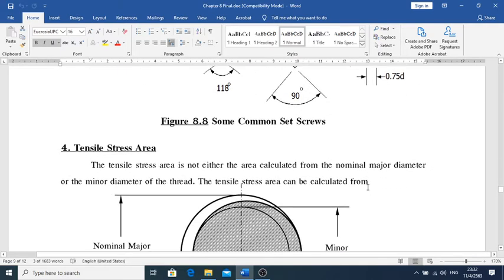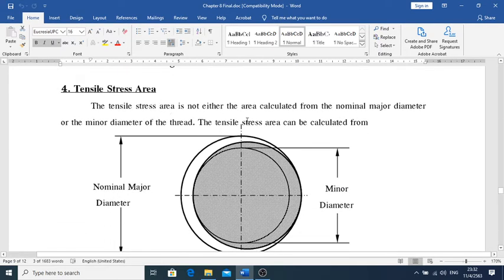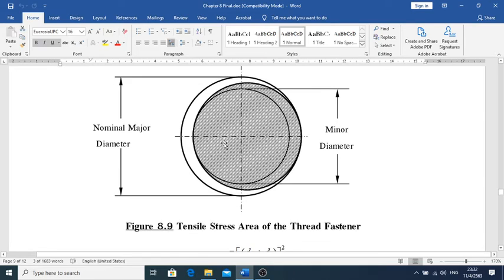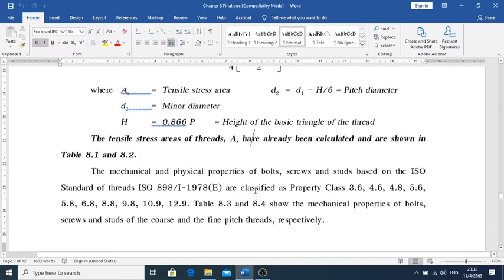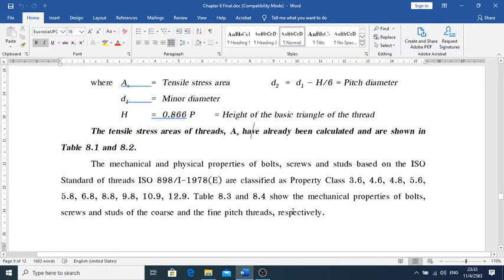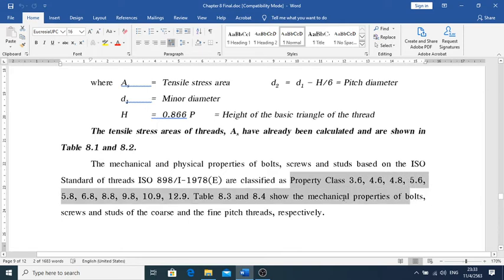Okay, and then for the tensile stress area, I talked about it already. So we can make a calculation, or you can just use the tables 8.1 and 8.2 respectively. Another one is based on ISO. These are the ISO standards. We can just specify the class, or the property class, of the bolts and nuts, based on 8.3 and 8.4 respectively.